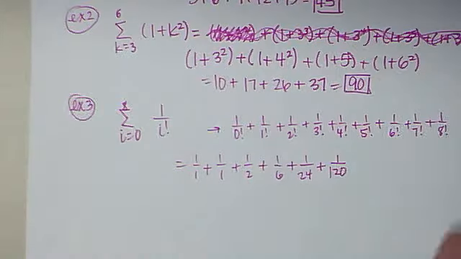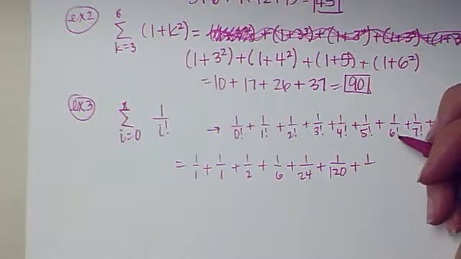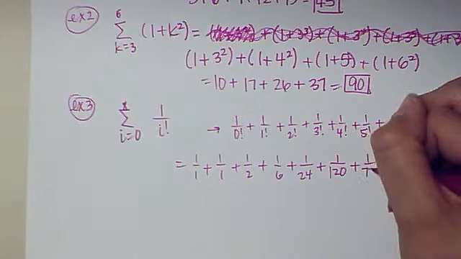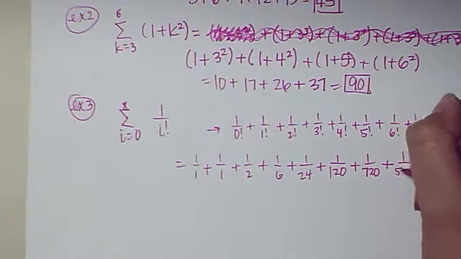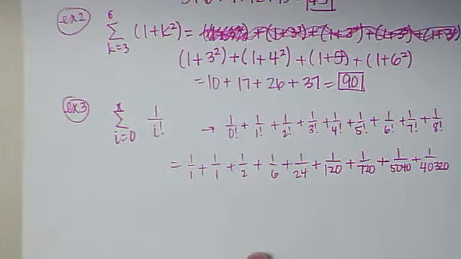Guys, I'm kind of doing these in my head. You could also do these in the calculator. 6 times 5 is 30, times 4 is 120, times 3 is 360, times 2 is 720, times 1 is 720. Plus 1 over 7 factorial is 5,040. Plus 1 over 8 factorial is 40,320. And then I would want to use my calculator to get that.